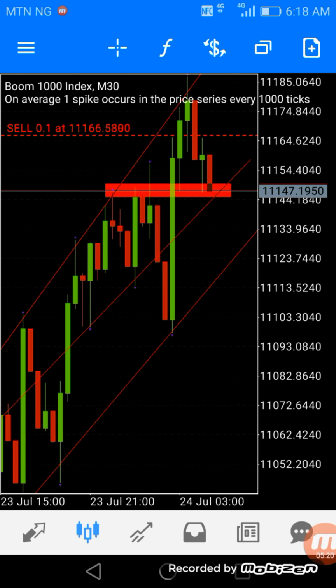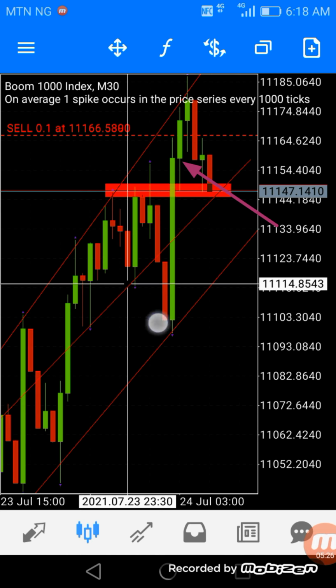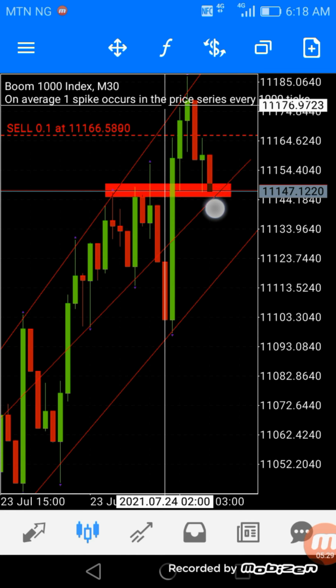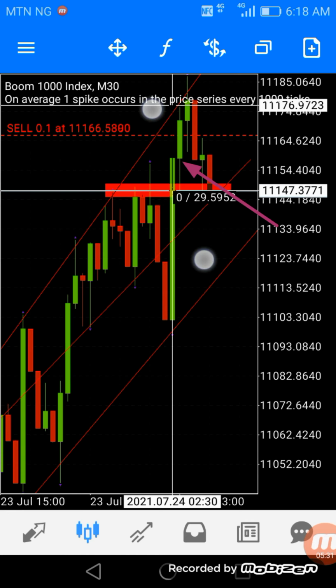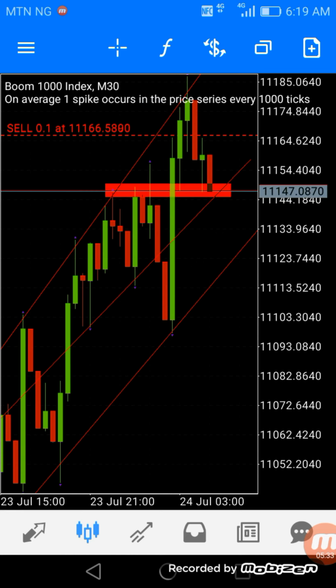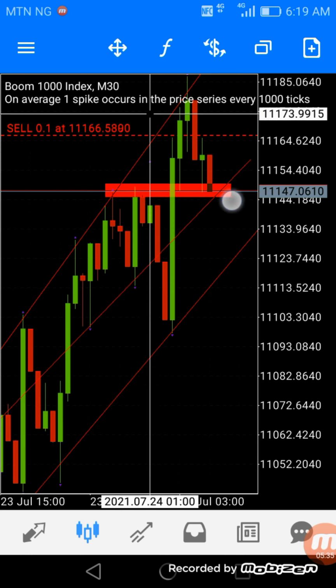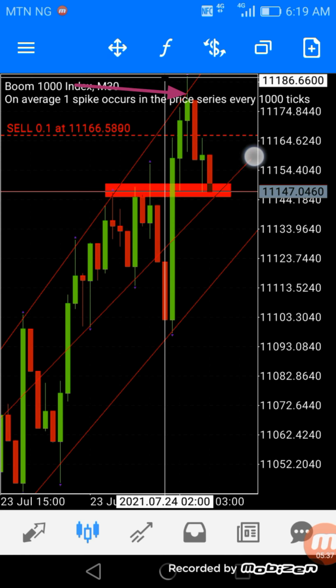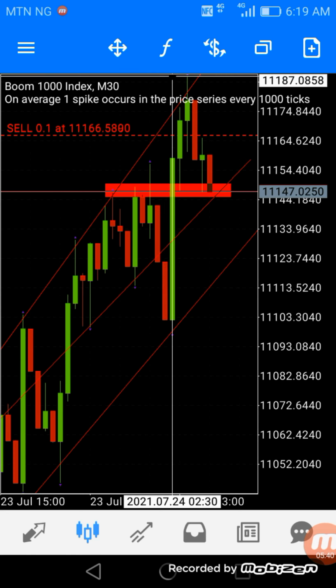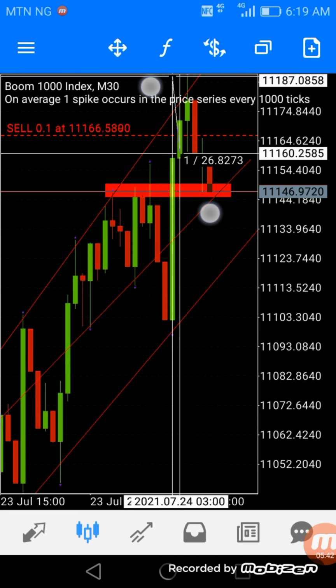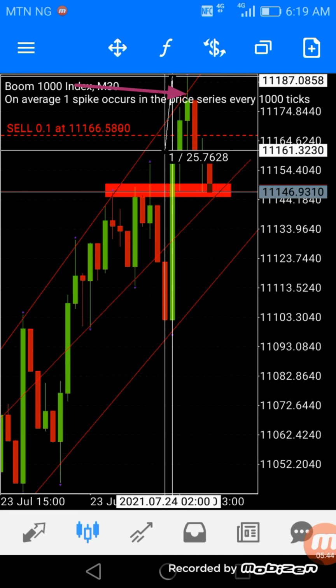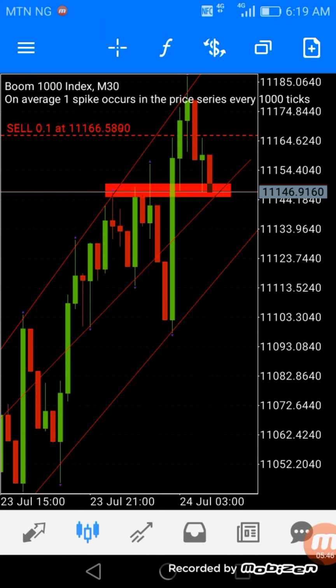Now the second bullish candle, the momentum reduced, and the pip value made also reduced. Now look at it, 29 pips. And then the last one reduced even more, about 25 pips, with long wicks. These wicks signified price rejection to the upside.